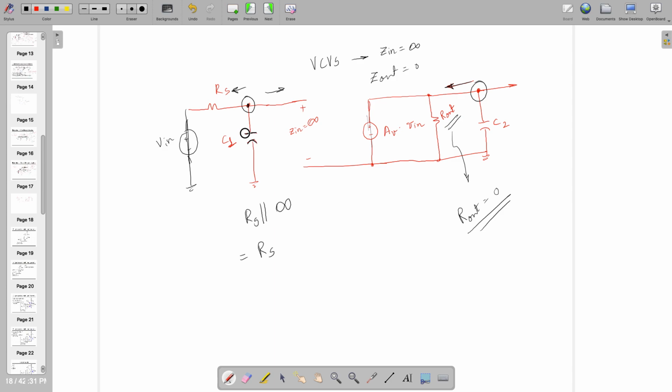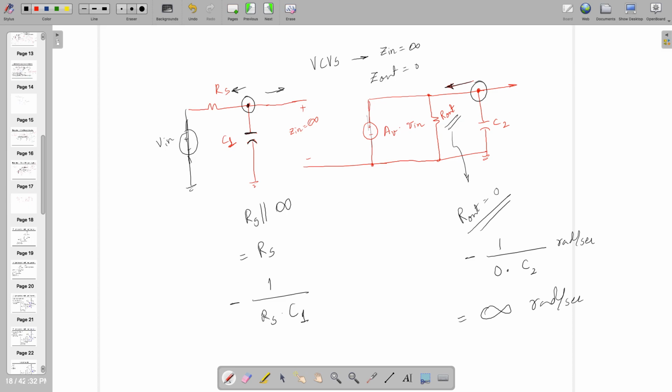For the case of C1 I am going to see the pole at -1 by RS times C1 radian per second, and for this case it's -1 by 0 times C2 radian per second. However, because of this 0, this is available at infinite radian per second, and this is going to be available where it is, right? So this way you can find out rest of the things.